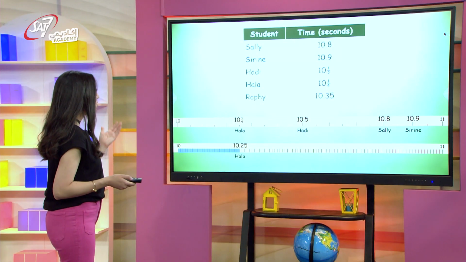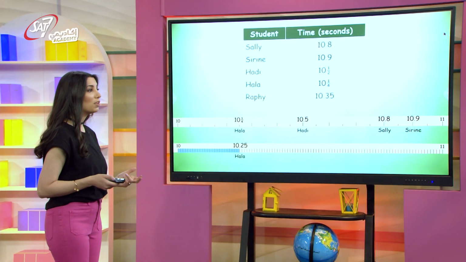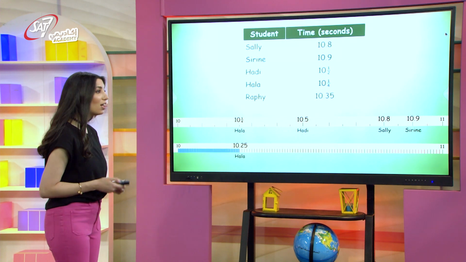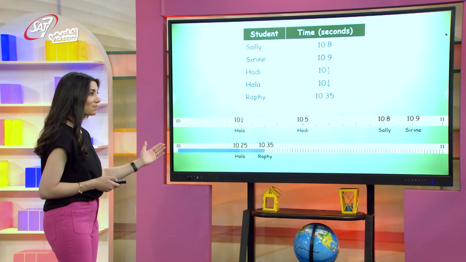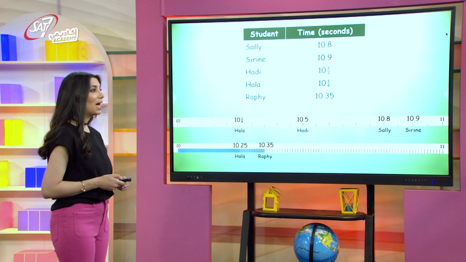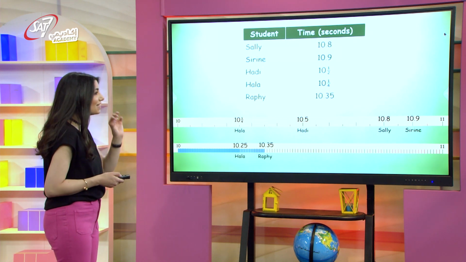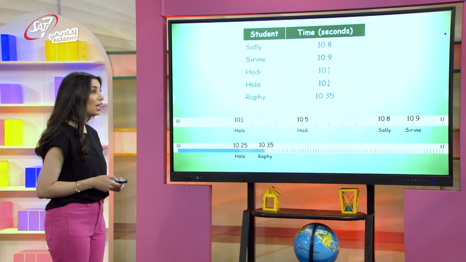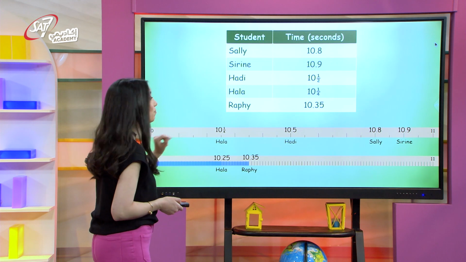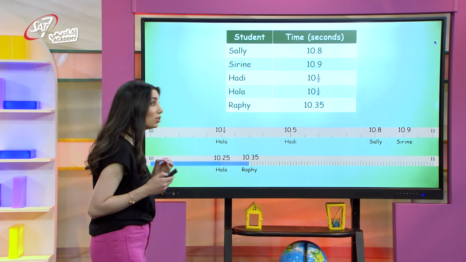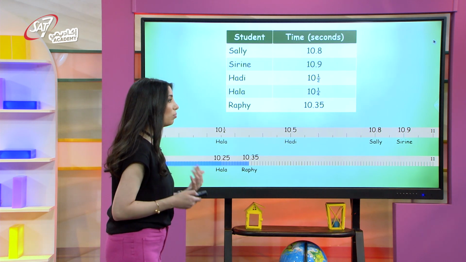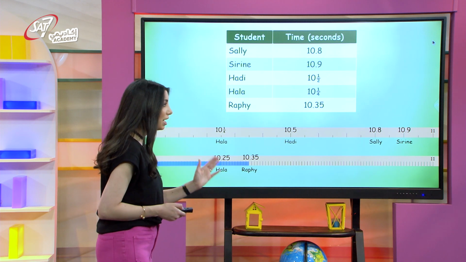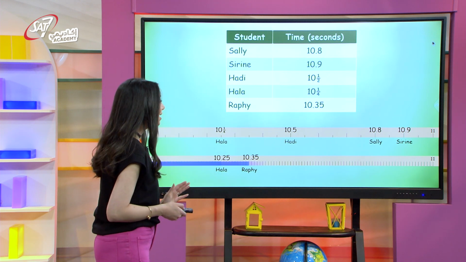The final runner was Rafi. He ran 10.35 seconds. Let's color 35 sections, 35 sections out of the 100. 10.35 is slightly more than 10 and a quarter. Did you notice that 10.9 is greater than 10.35? 10.9 also means 10.90. It's either 9 marks out of 10 or 90 marks out of the 100.